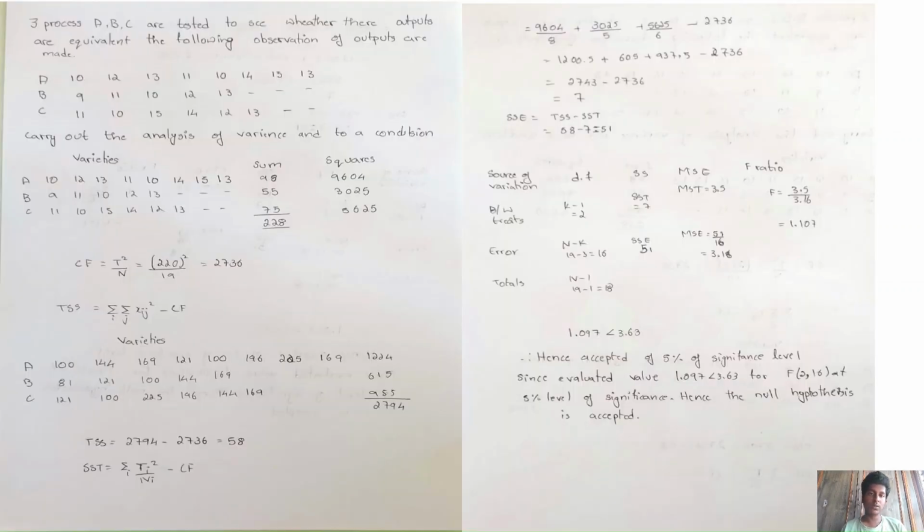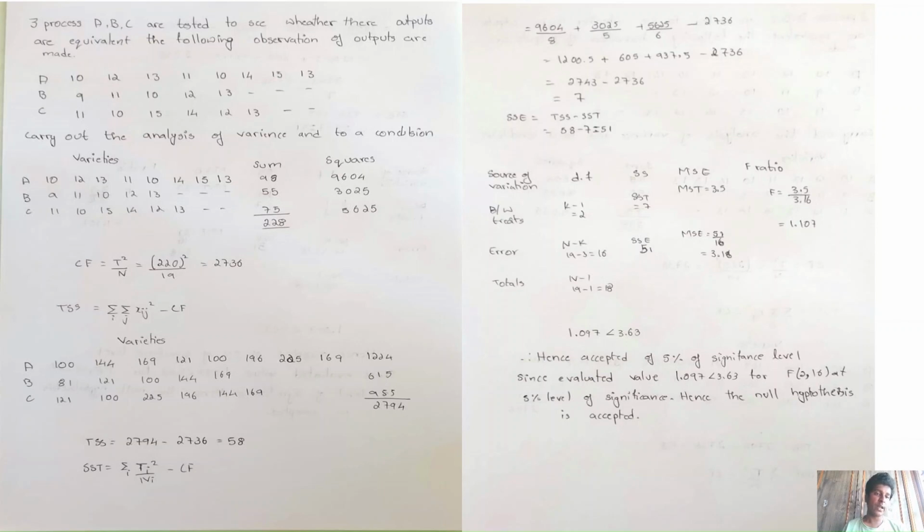In this example, three processes A, B, C are tested to see whether their outputs are equivalent. The following observations of outputs are made. A: 10, 12, 13, 11, 10, 14, 15, 13. B: 9, 11, 10, 12, 13. C: 11, 10, 15, 14, 12, 13. Carry out the analysis of variance and draw conclusions.